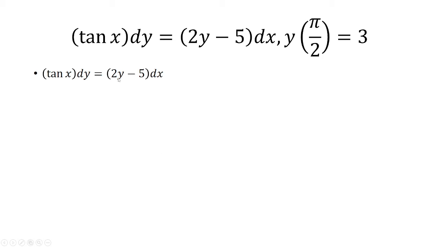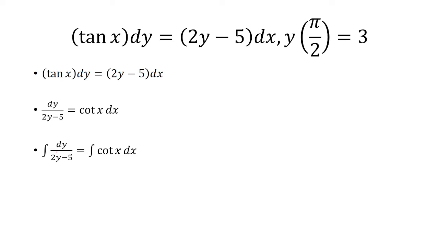So that means we can bring the y's on one side, the x's on the other. So let's divide by 2y minus 5 on both sides, and then by tangent x on both sides. When I divide by tangent x, 1 over tangent x becomes cotangent x. And so now I can integrate both sides.